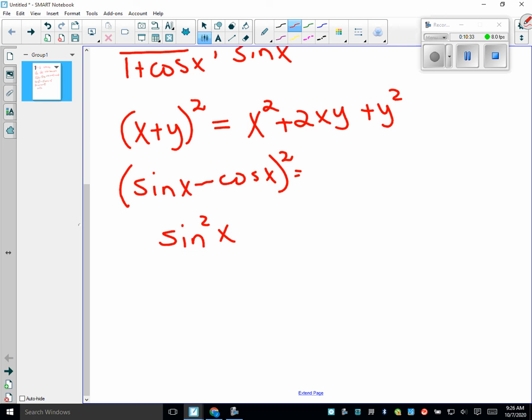Now I multiply the two together and what? So what is that going to be? Minus 2 sine x cosine x. Then, right, sine squared x plus cosine squared x.